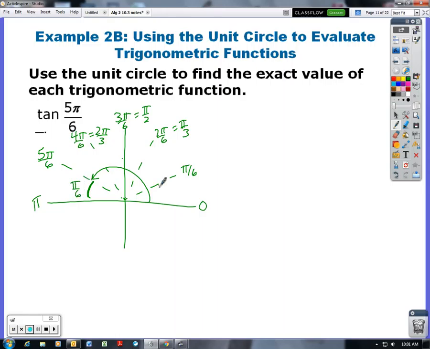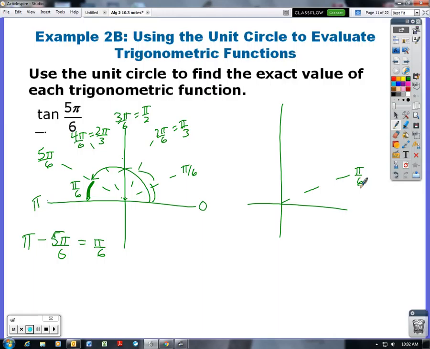Because I counted in sixths of pi, each one of these is pi over 6, so this one's pi over 6. Or if you don't like that, you can do pi minus 5 pi over 6 to get the difference between them, which is pi over 6.